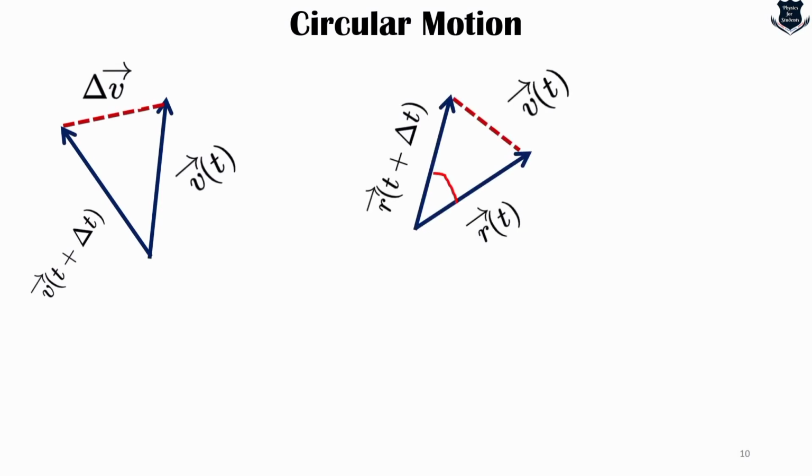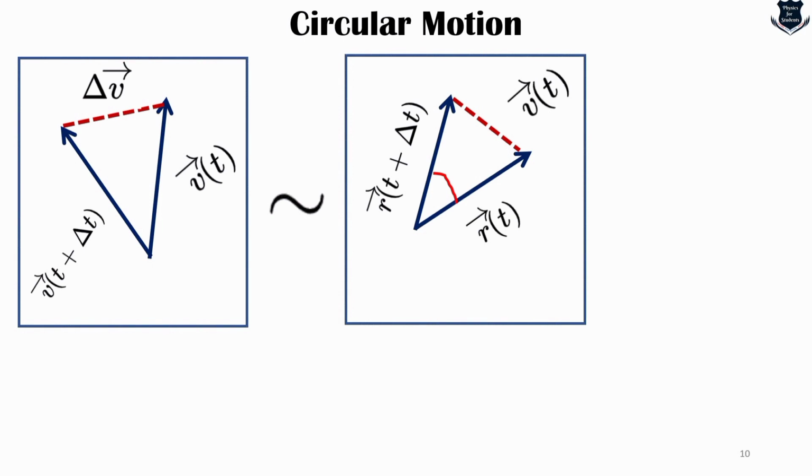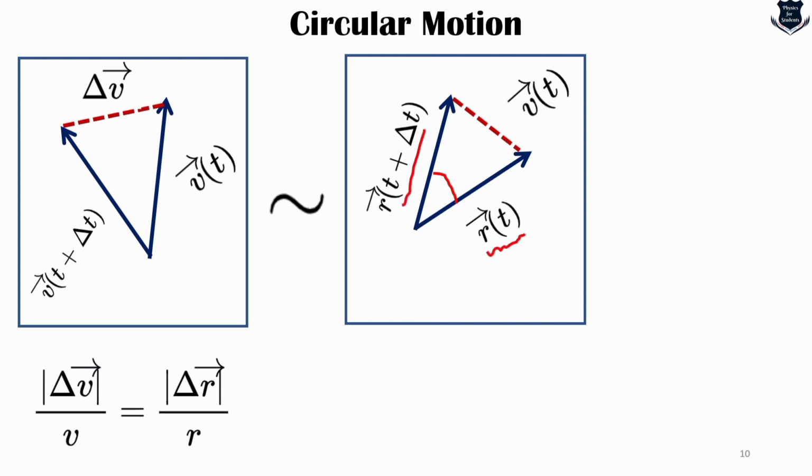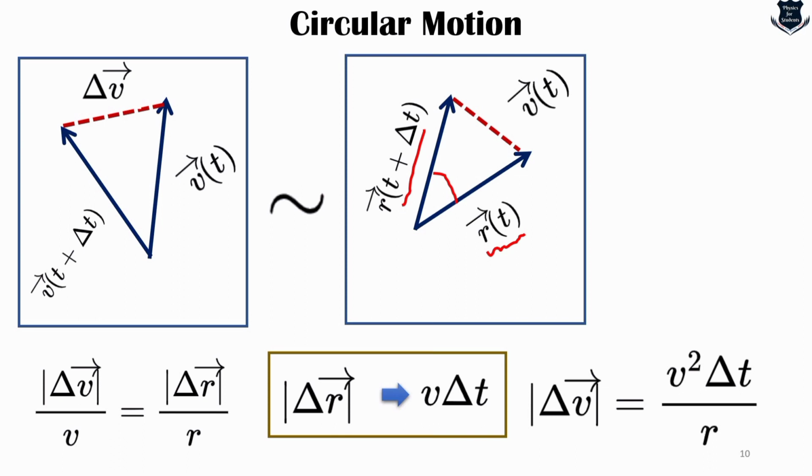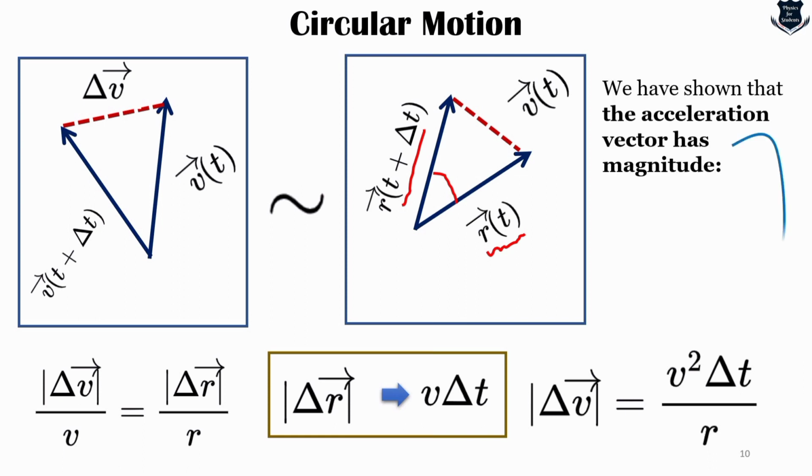Now, these are the two isosceles triangles, and they are similar. So we have delta v upon v equal to delta r upon r. Quite obvious, this comes from the basic thing. But since the angle between r at t plus delta t and r at t is very, very small, the chord length delta r can be replaced by the arc length, that is v delta t, and we get delta v equals v square delta t by r. So the bottom line is that the acceleration vector has a magnitude of v square upon r, and is directed from the instantaneous position of the particle towards the center of the circle.